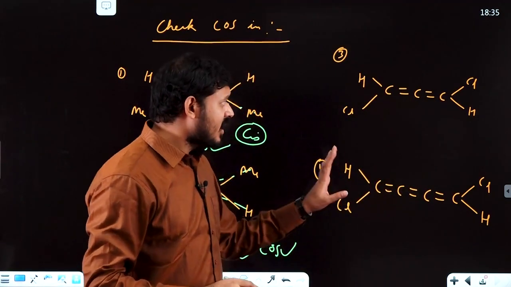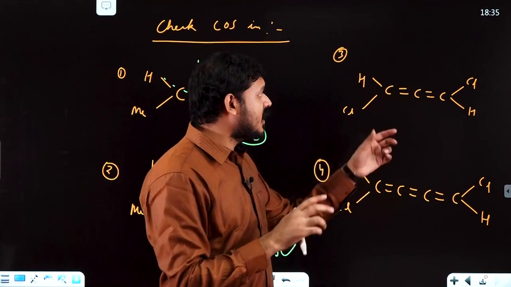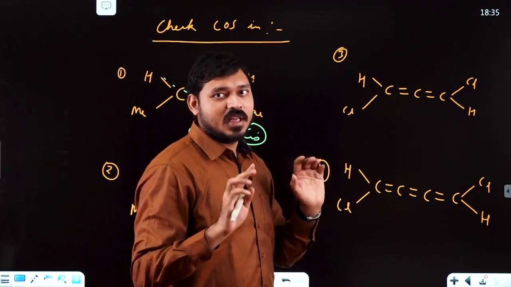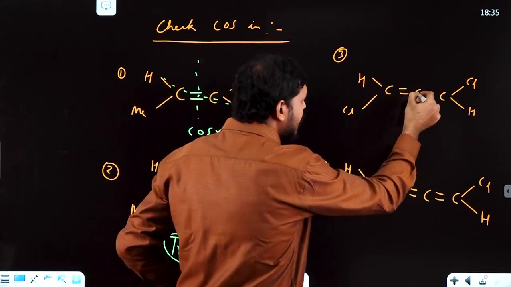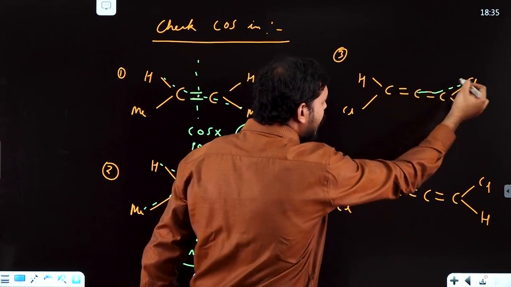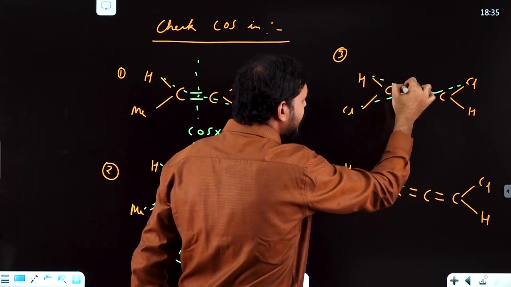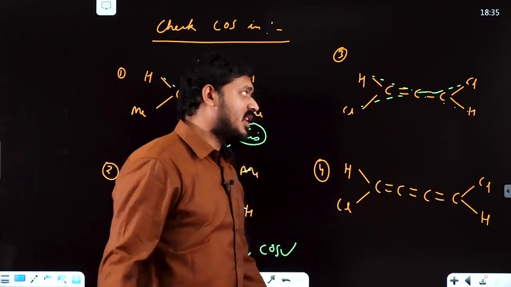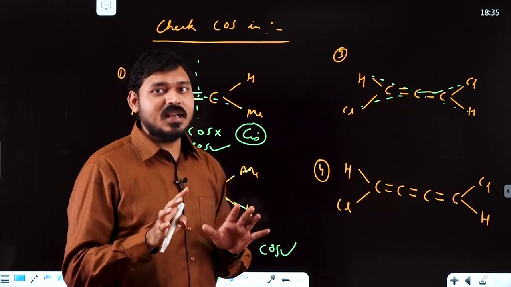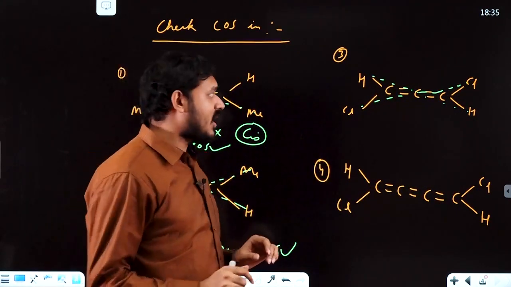Now come to this point. What happens if you are unable to examine these pi bonds, cumulene structures? Then what will happen? You will simply say, sir, this carbon is having chlorine here and chlorine here, this hydrogen here and this hydrogen here, so it is having COS. But in reality, it is not having COS. Why is it not having COS?